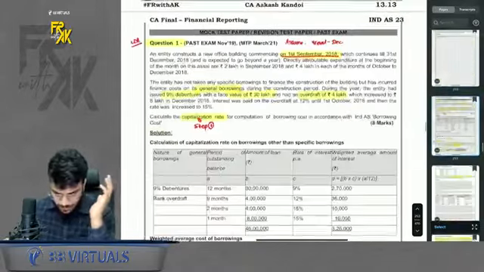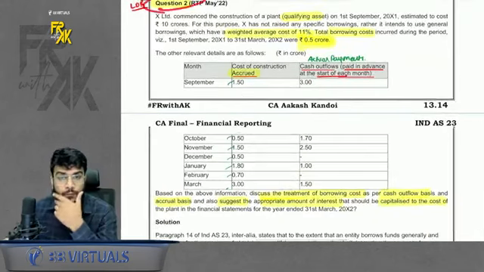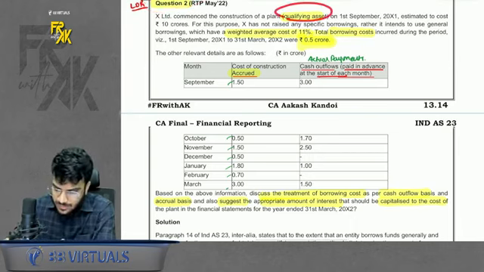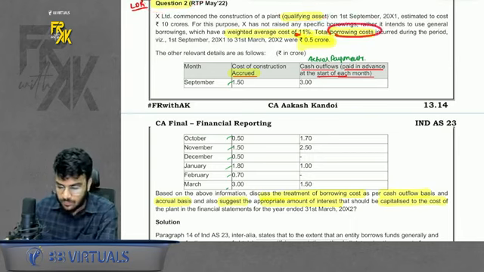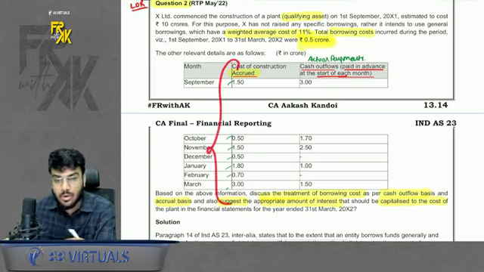Then we have another question. That is question number 2, which is also very good. What does it say? It says that we have a qualifying asset, and we have a borrowing at 11%. Now, how are the costs given?